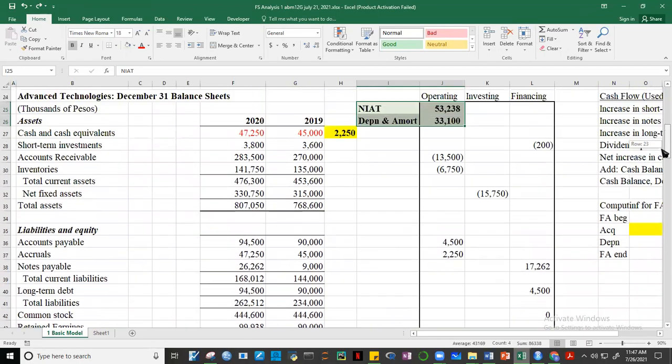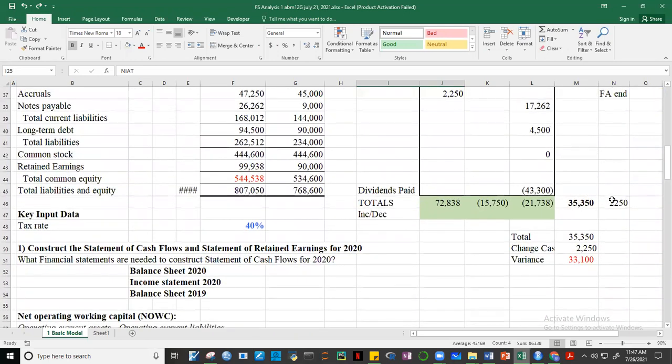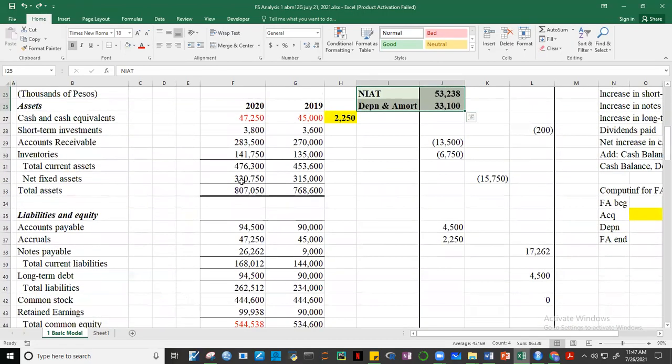So let me answer that already. Saan yung source, guys? Bakit mali yung total natin? Dapat 2250. Why is it 35,350? The error is coming from this one. Okay? Yung net fixed assets natin. Okay? So let me explain.